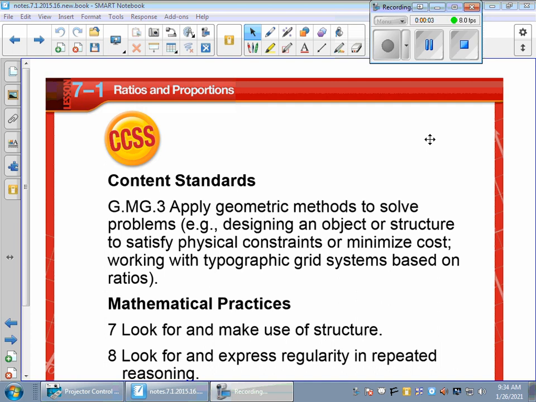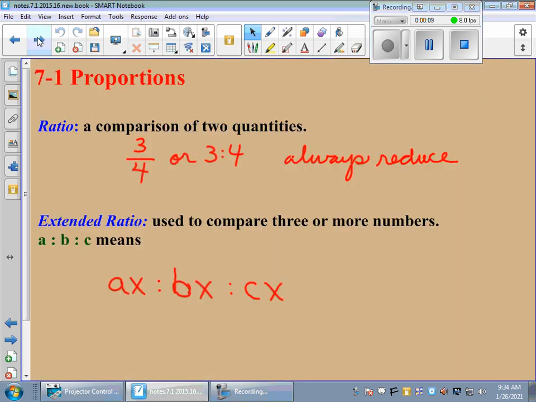So we're working on Chapter 7 now, Section 7.1, ratios and proportions. Formal definition here: a ratio is a comparison of two quantities. You can represent it in fractional form right here, or with a colon here, and we always want to reduce fractions to the best of our ability.